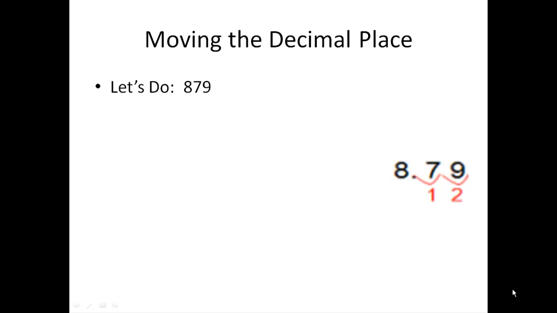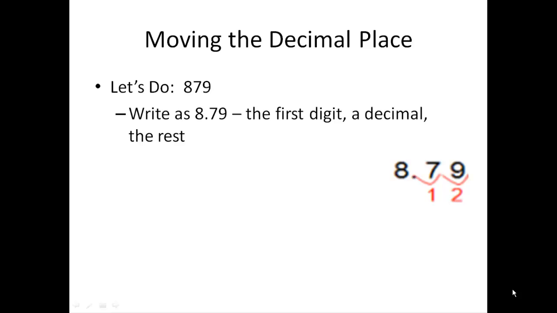I do. The next step is to move the decimal place. How do you move the decimal place? Well, I'm here to show you that. So let's do 879. So you write it as 8.7. By the way, I'm using a mouse for this. It's not as easy as it looks.